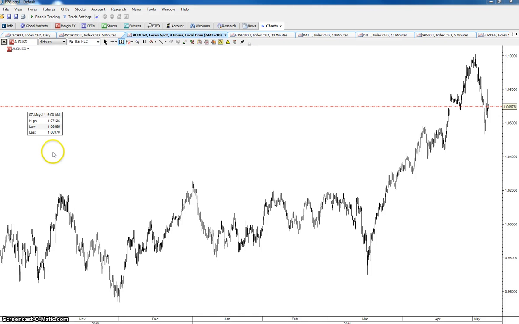Going to do a little bit of analysis on the Australian dollar. Just going to run a pitchfork up along here. To do that, I get out a fib grid.